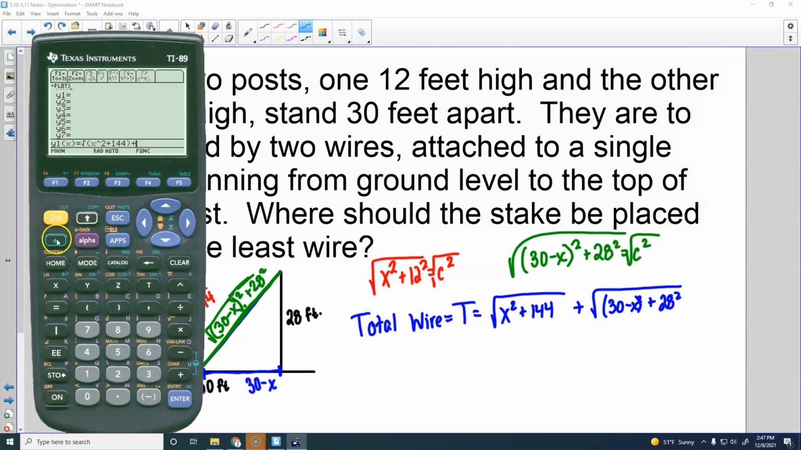We're just typing in this equation here. So go to y equals and type in this equation, the one I have in blue here.